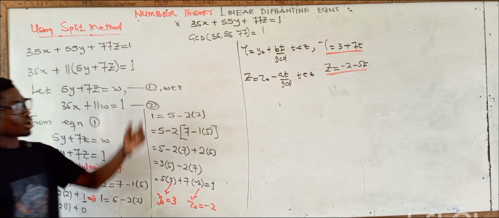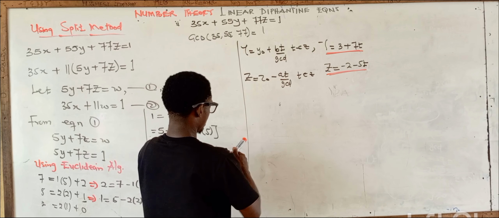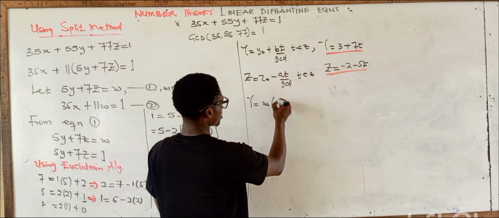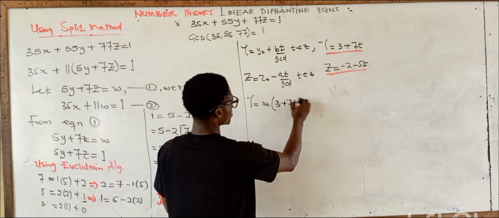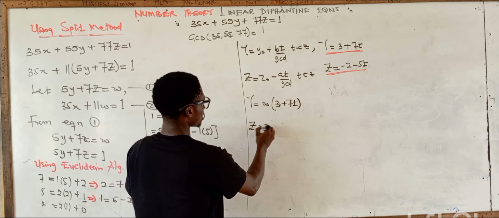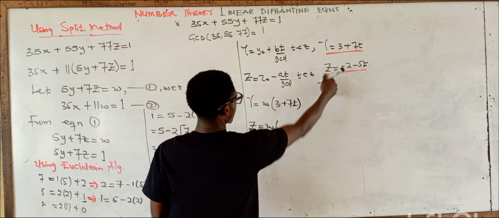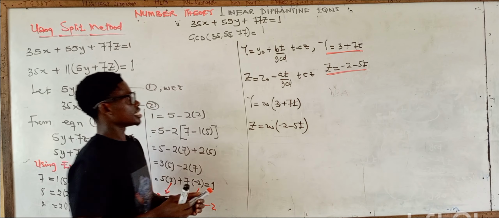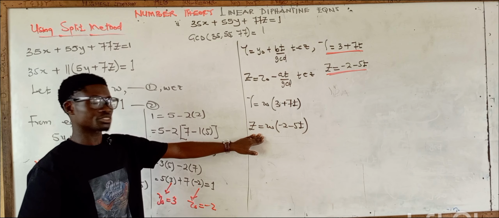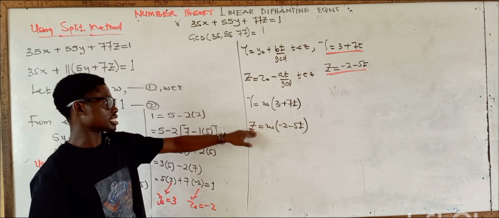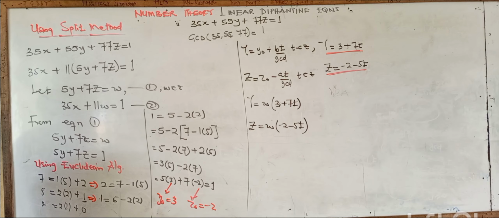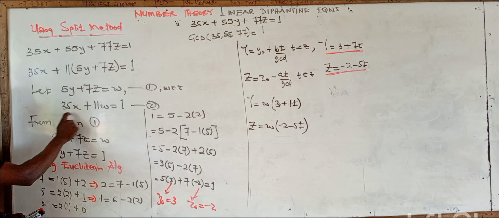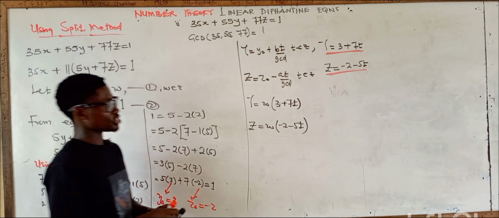So our y is equal to w multiplying 3 plus 7t. And then our z is equal to w times minus 2 minus 5t. So this is the general solution for y, and then the general solution for z. Now once you have y and z, we search for x. And we can obtain x and then w from equation 2. So we are going to move straight to equation 2.